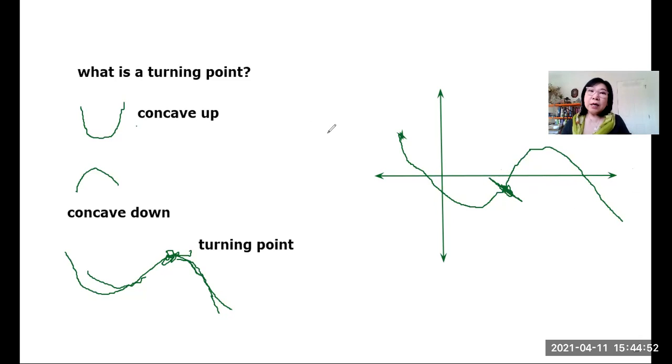Okay. So now let me erase all of this. Let me clear all of this again. Now you know what turning point means. So now let me tell you another characteristic of polynomial functions. That is about the even. So what about the odd? Okay, so now we talk about the odd.